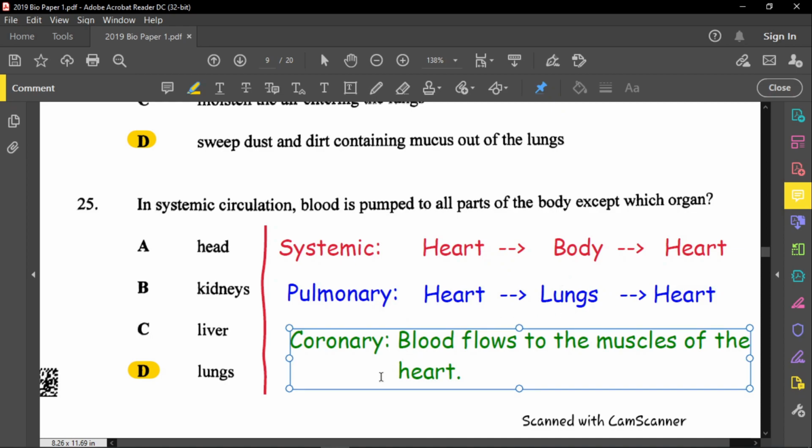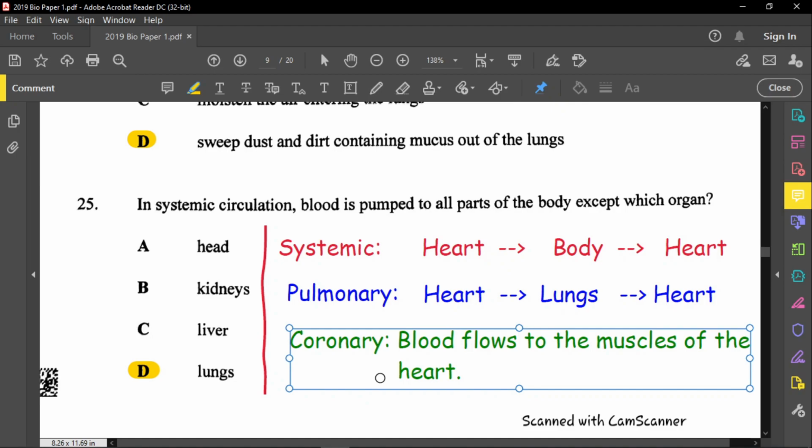All right, and so we have the next type of circulation, which is called coronary circulation. Coronary circulation is where the blood flows to the muscles of the heart. Why is this necessary? The heart itself requires blood, because the heart is a working muscle, and muscles need oxygen, glucose and other nutrients. I'm going to talk about glucose and oxygen mainly. The purpose of glucose and oxygen is simply to produce energy by respiration.